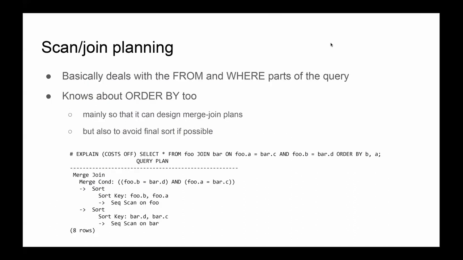Okay, now let's move on to the second phase, scan join planning. At this phase, we deal with the from and where parts of the query. And also we know about all the order by so that we can design merge joins and avoid a final sort if possible. So for example, for this query: select star from foo join bar on foo.A equals bar.C and foo.B equals bar.D, order by B and A. When generating the merge join, actually we can sort the table foo by A and B. We can also sort the table foo by B and A, right? But since we know that the final output is requested to be sorted by B and A, we choose the sort key B and A for table foo, so that we can avoid the final sort.